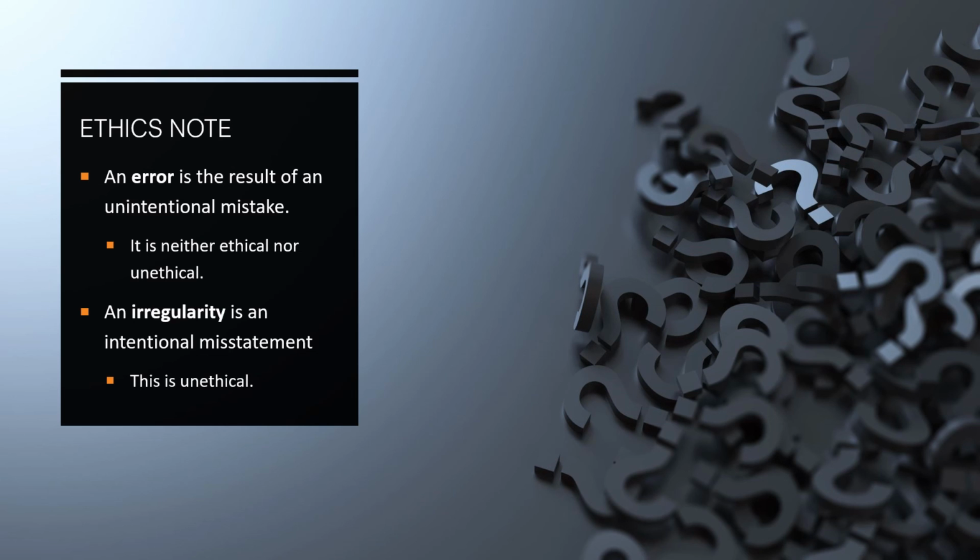Now, on a closing note, we want to make sure we identify this little ethics note. An error is a result of an unintentional mistake. No harm, no foul. It's neither ethical nor unethical. An irregularity, though, is an intentional misstatement. This is 100% unethical and not something that is tolerated.